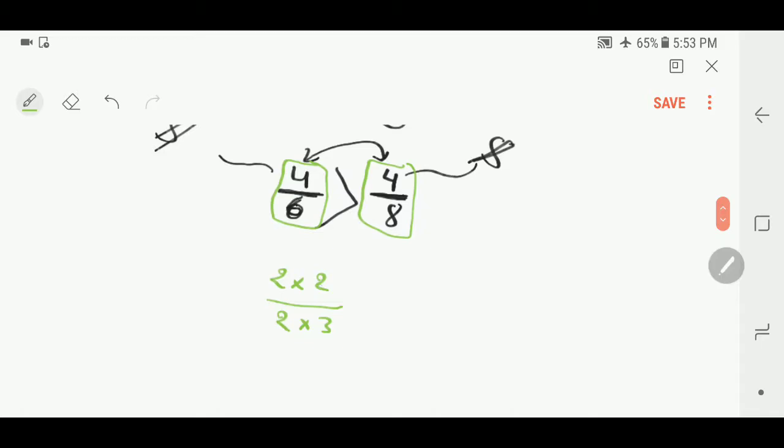And then if we cancel this 2 with this 2, we're going to end up with what? 3 over 6. 2 over 3. I mean 2 over 6. 2 over 3. 2/3, yeah.